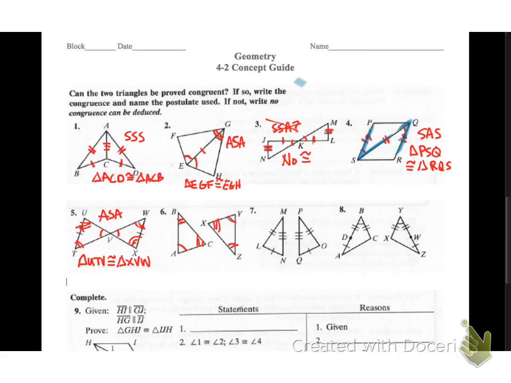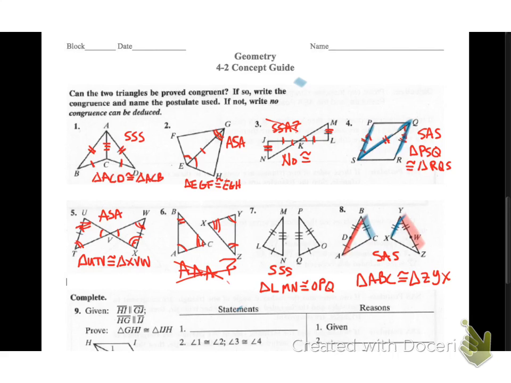Number 6, angle, angle, angle? Don't think so. Number 7, could it get any easier? Number 8, a little bit tricky here. These pieces are congruent, those pieces are congruent, and so is this here. So if DB is congruent with YW and DA is congruent with YZ, do you remember the addition rule? Well, sure you do. Side, angle, side. Those are indeed congruent.